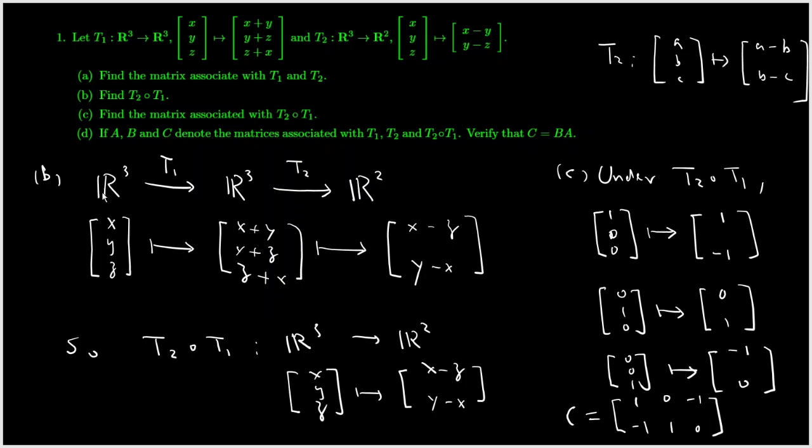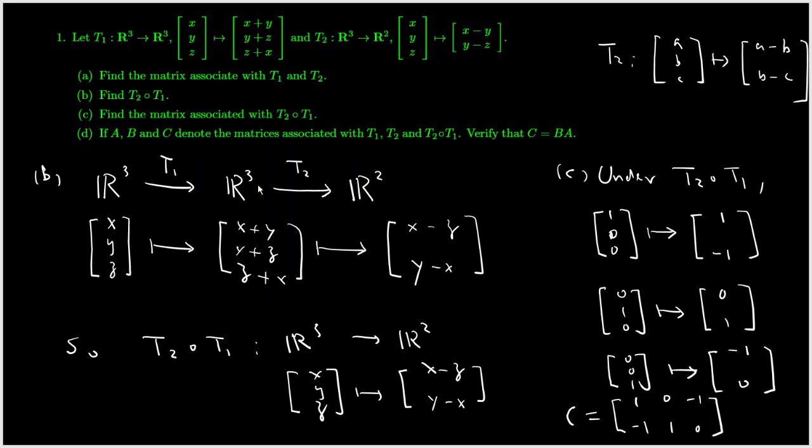Question B and C. Essentially, question B is the new thing, right? After you get the composite, you know how to get the matrix. Amazingly, there's an important relation between A, B, and C. Let's recall the meaning of A, B, and C again. A is the matrix associated with T1. B is the matrix associated with T2. C is the matrix associated with the composite of T1 and T2.